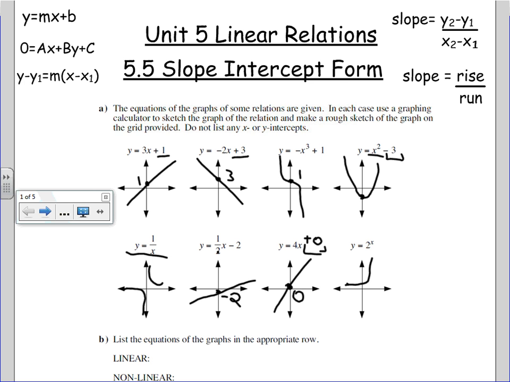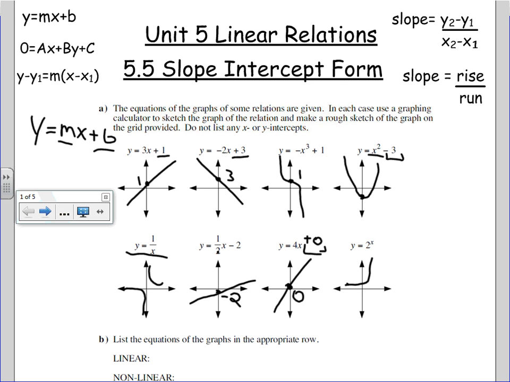So the trick is recognizing that every time you have something in this form, where there's some number times x plus some number, that b value is always your y-intercept.